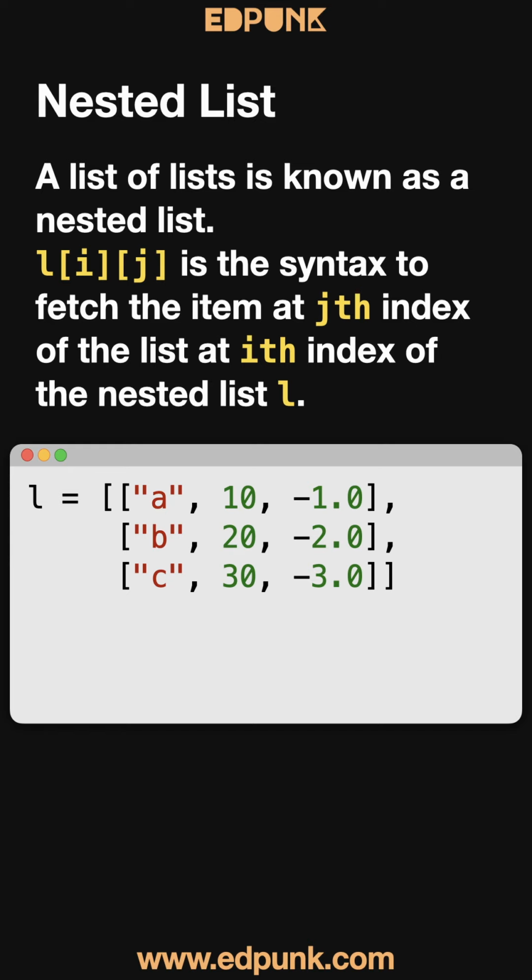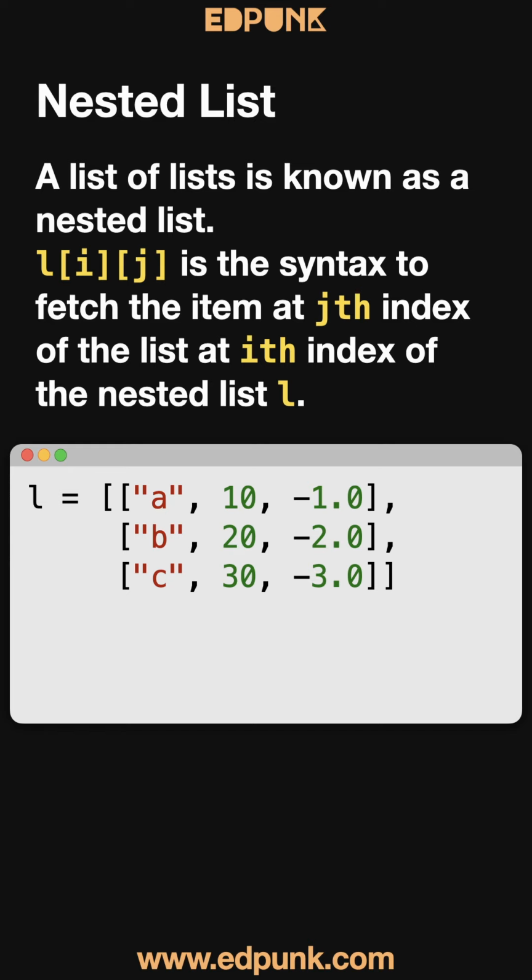The first item is a list containing items string A, int 10 and float -1.0. The second item is a list containing items string B, int 20 and float -2.0. And the third item is a list containing items string C, int 30 and float -3.0.